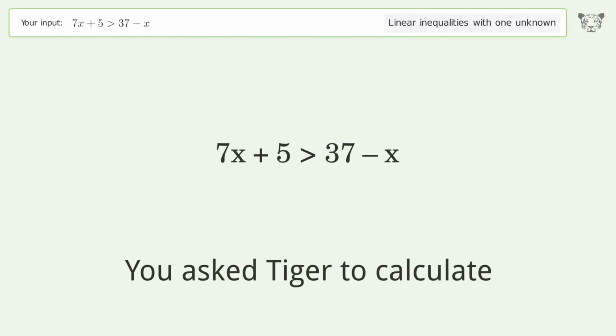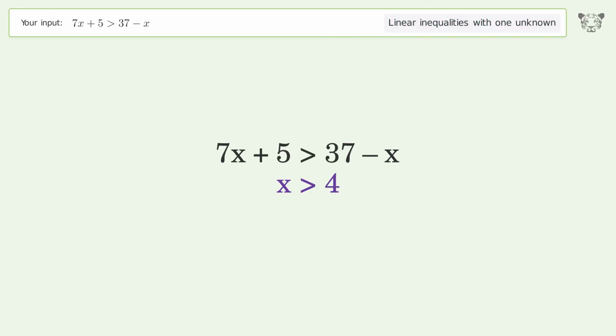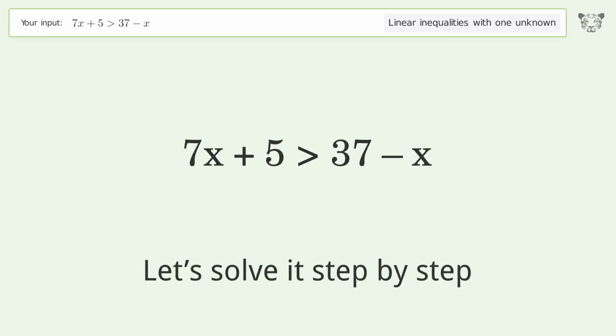You ask Tiger to calculate. This deals with linear inequalities with one unknown. The final result is x greater than 4. Let's solve it step by step.